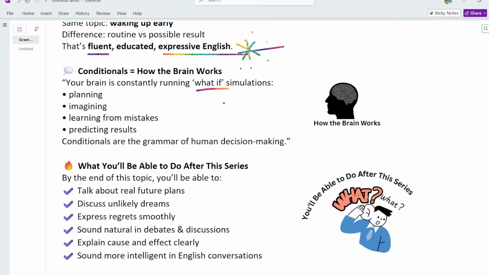So these what if assimilations are in relation to planning, imagining, learning from mistakes, predicting results. Okay, so conditionals are simply the grammar of decision making. You can keep it that way. How? It's human decision making directly connected to your brain.